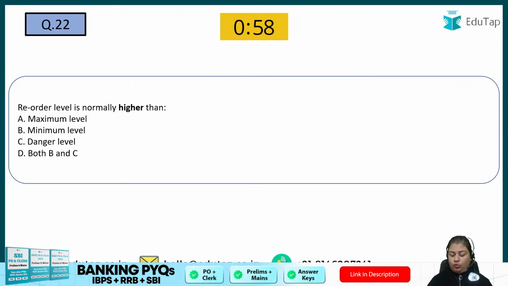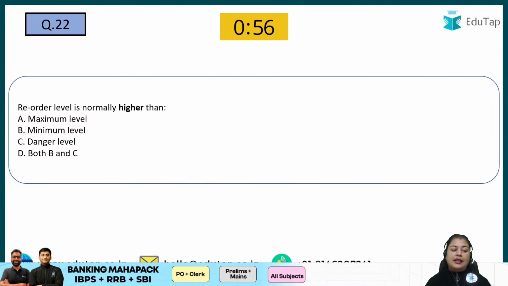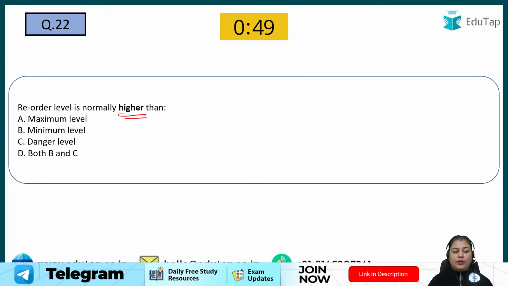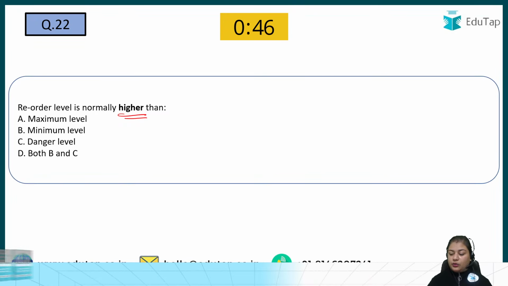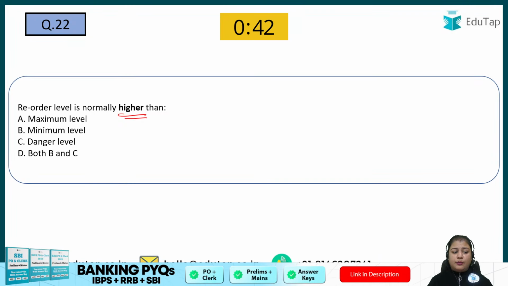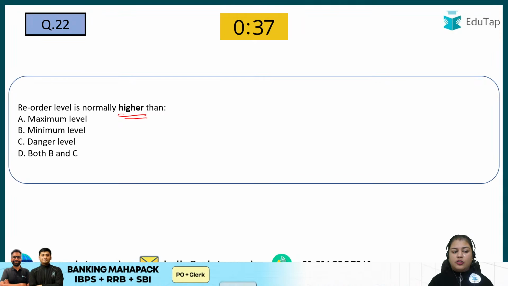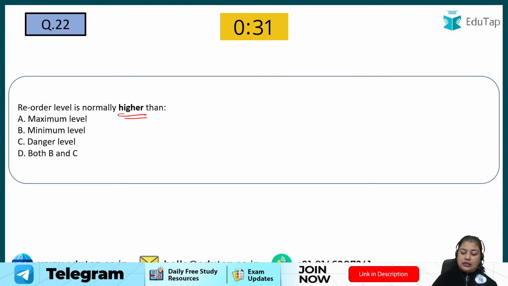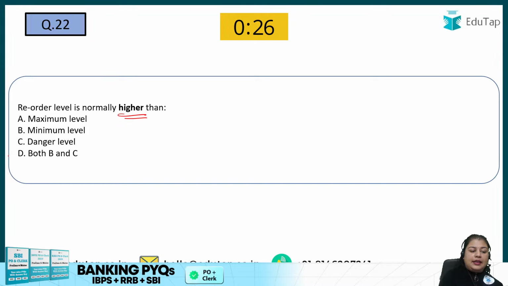Question number 22. Reorder level is normally higher than maximum level, minimum level, danger level, or both B and C. What will be the correct answer? When I am talking about the reorder level, it is a level at which I will call the supplier and ask for more supplies. So what will be the correct answer? Yes, both B and C.